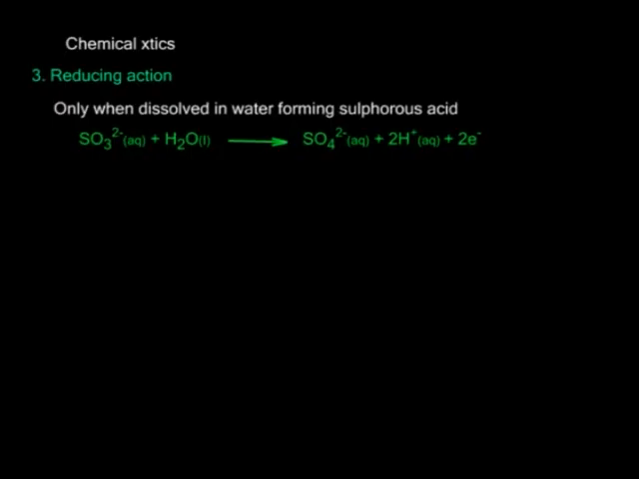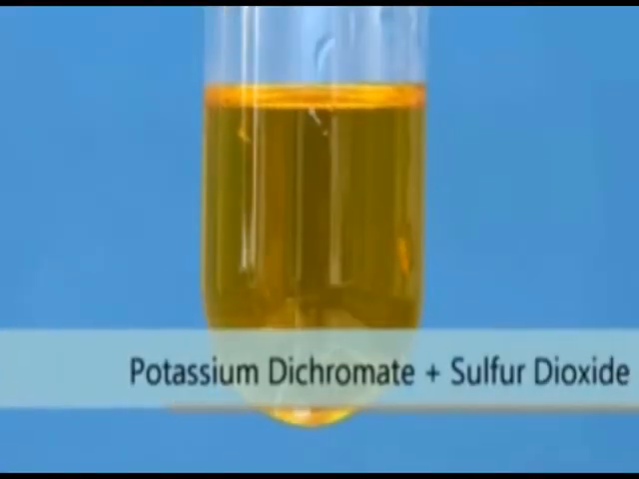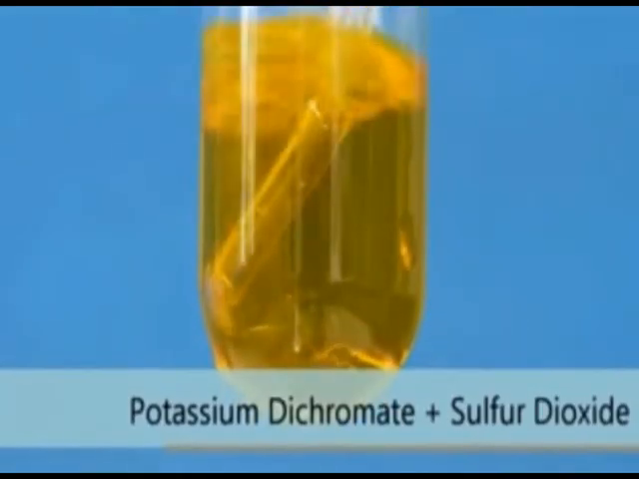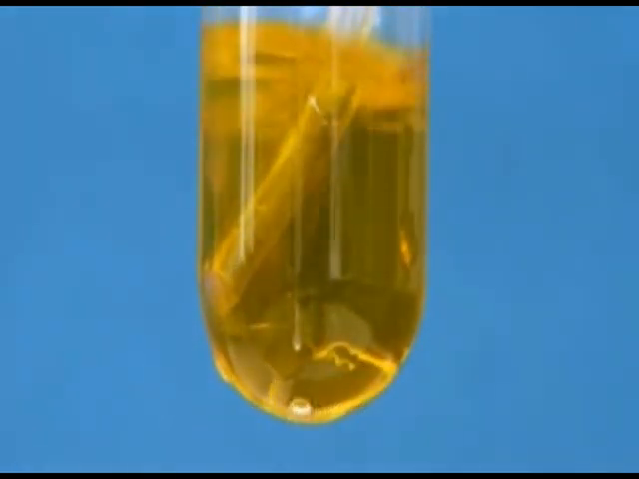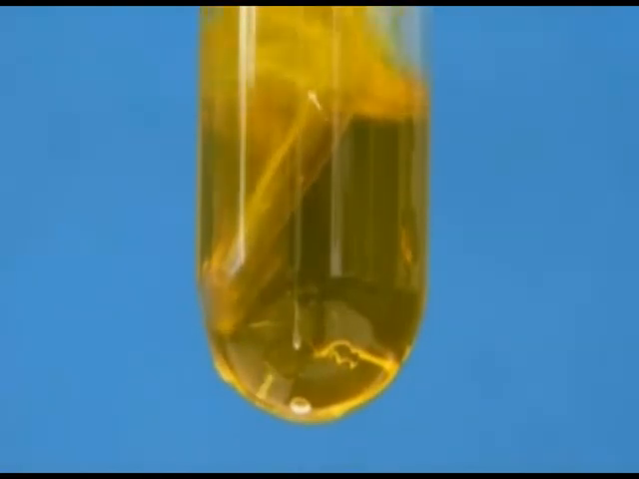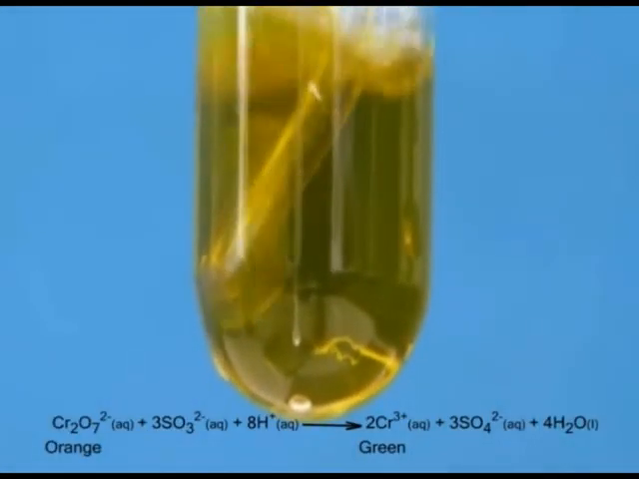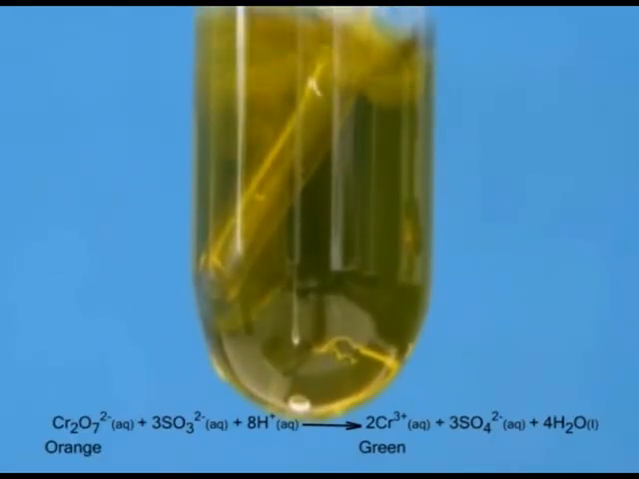The electrons can be accepted by an oxidizing agent, for example potassium dichromate 6 or potassium manganate 7, which becomes reduced in the process. When sulfur 4 oxide gas is bubbled into a solution of acidified potassium dichromate 6, the color of the solution changes from orange to green. This is because the orange dichromate 6 ions are reduced to the green chromium ions.